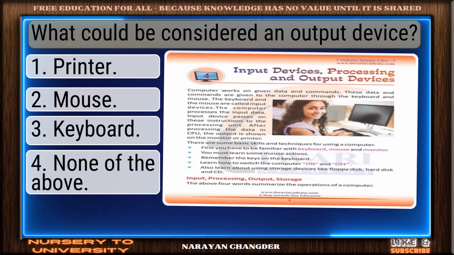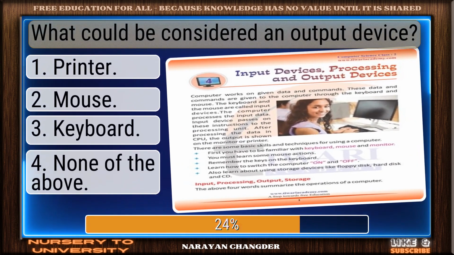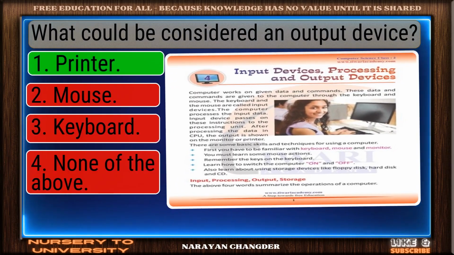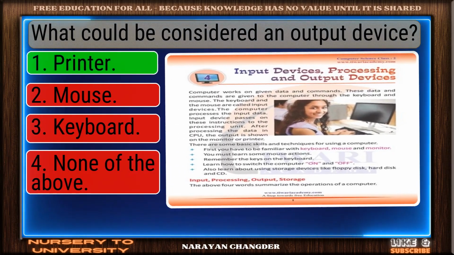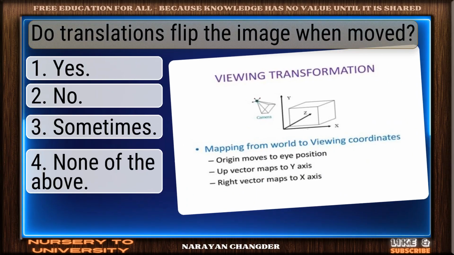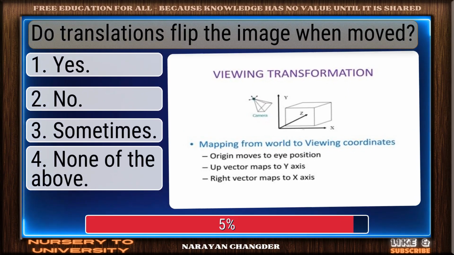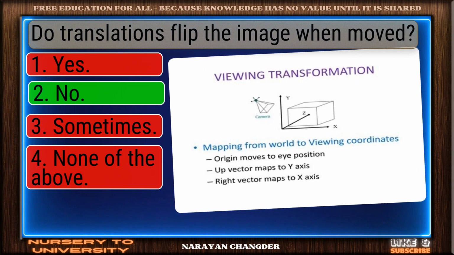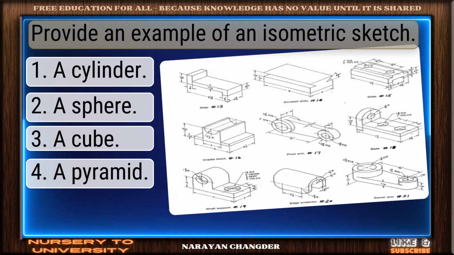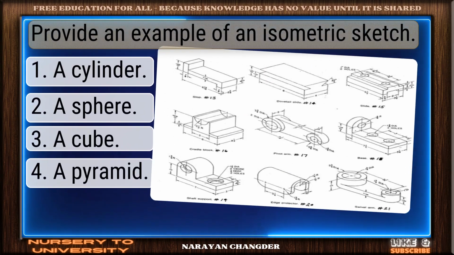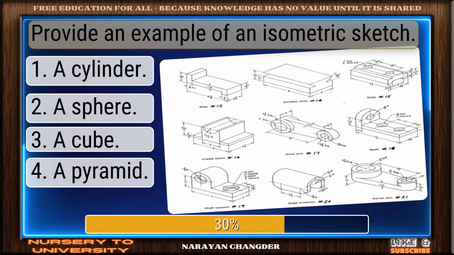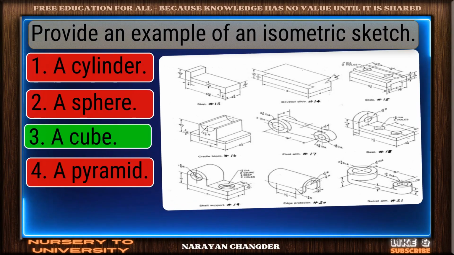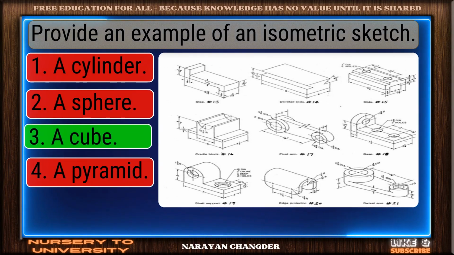What could be considered an output device? Clear logic. Printer is sound. Do translations flip the image when moved? Correct response. No is accurate. Provide an example of an isometric sketch. Great thinking. A cube is right.